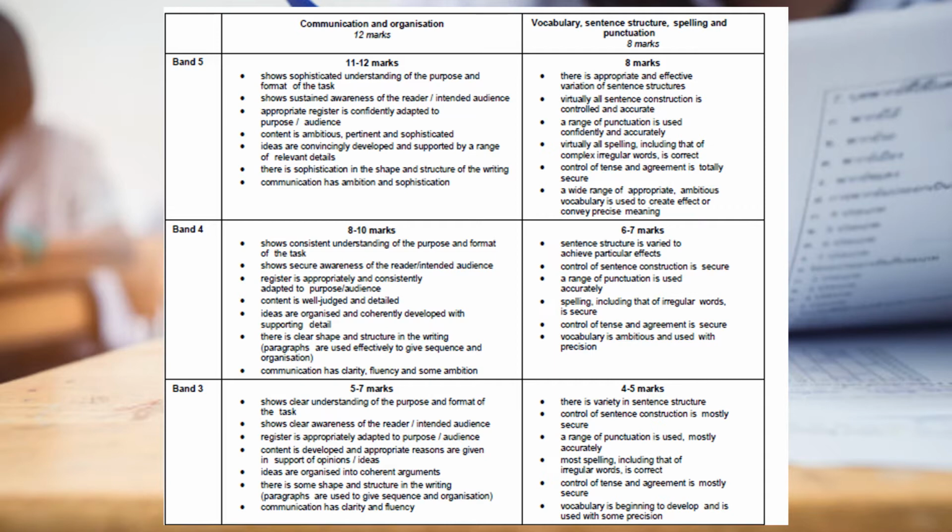Ideas are clearly organised into coherent arguments, likely to be paragraphs for and against perhaps the topic you're being asked to write about. There's some shape and structure in the writing, and that might well be paragraphs, but also sequence paragraphs. Firstly, secondly, thirdly would be a really easy way of showing a sequence or progression of your ideas.